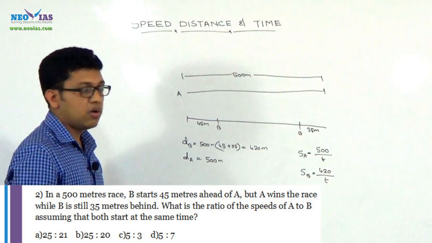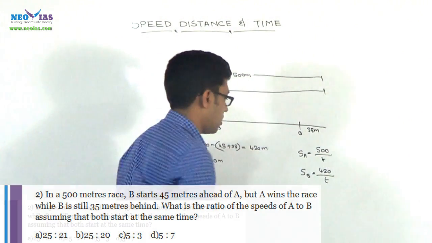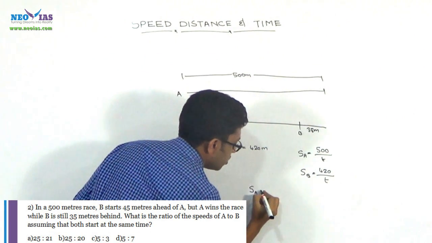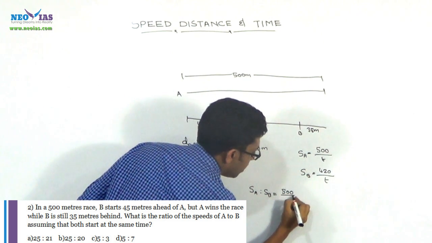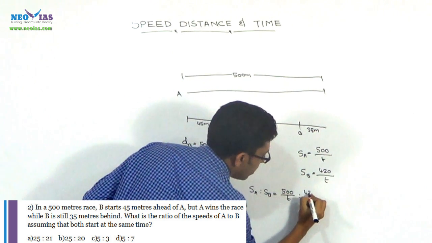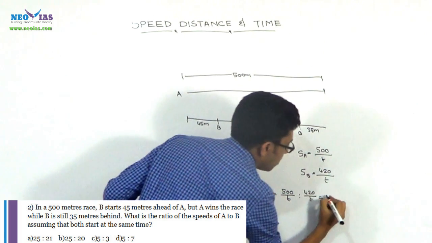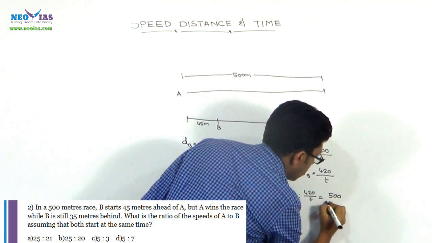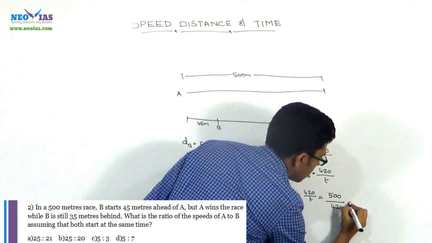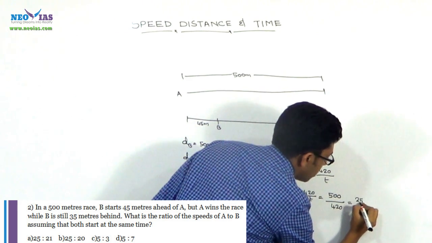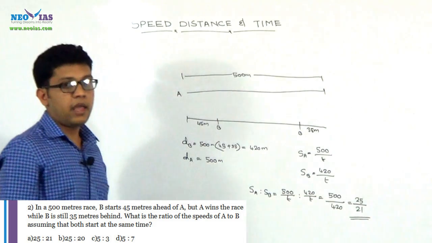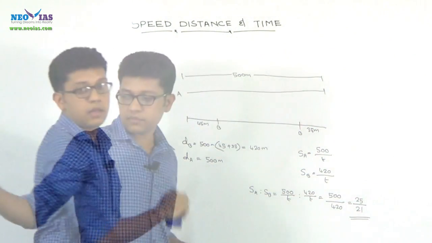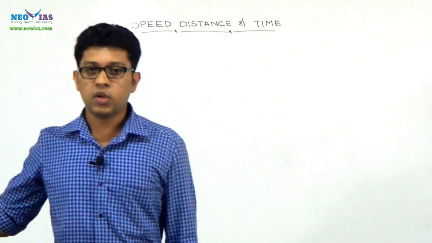Then what is the ratio between the speed of A and the speed of B? Speed of A is to speed of B equal to 500 by T is to 420 by T, that is 500 divided by 420, which is equal to 25 by 21. That is the ratio between the speed of A and B. Okay, next is the third question.